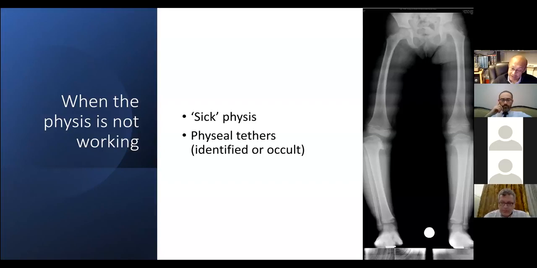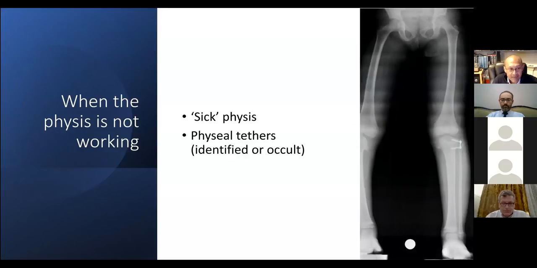Usually it's a case of using guided growth, and you find the guided growth is not working even though there is no tether. And these are usually physes that have been exposed to treatment for cancer, etc. Some of the treatments that have been used for cancer, or associated with hematological disorders, they tend not to respond as well. So you have to be careful. There are some conditions in which guided growth does not work.